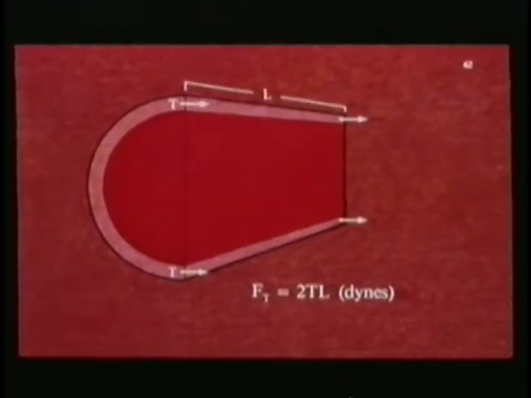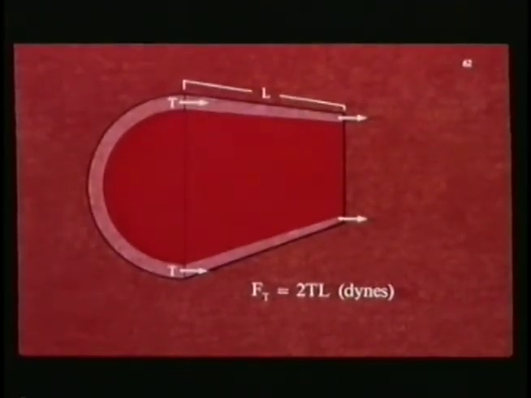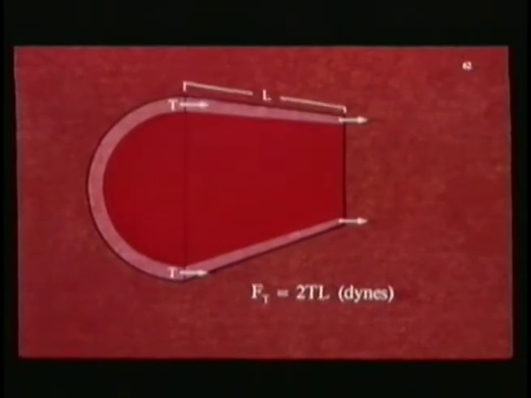62. The circumferential tension is the force per unit of vessel length. The circumferential force, Ft, in the wall, which opposes stretch, is given by the product of tension, T, and length, L. Since the circumferential force acts on both the top and bottom sections of the wall, the total circumferential force is 2TL.